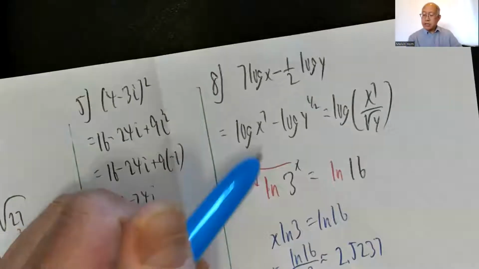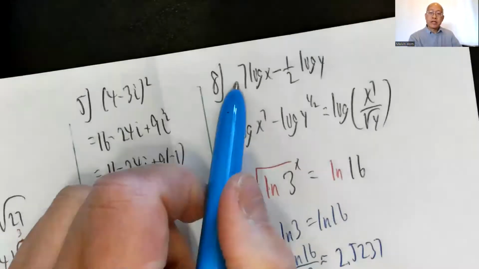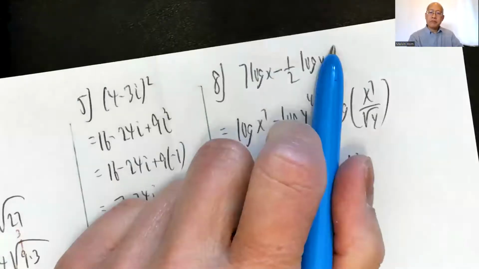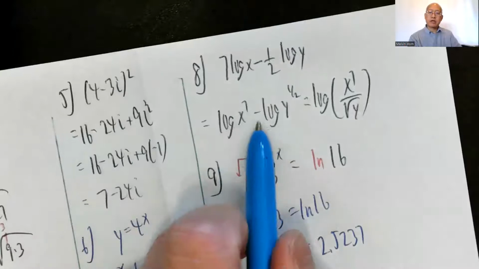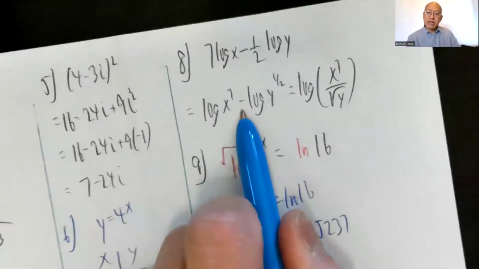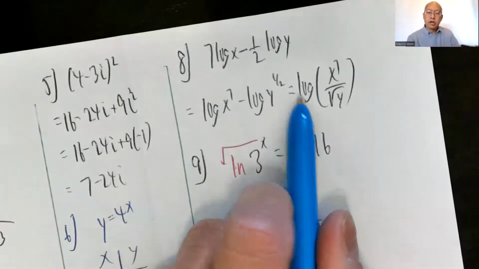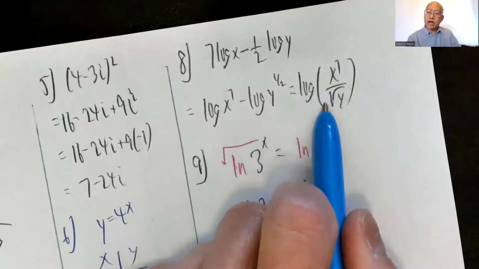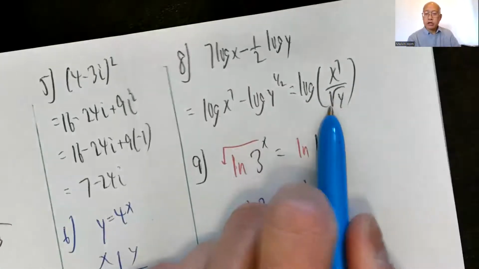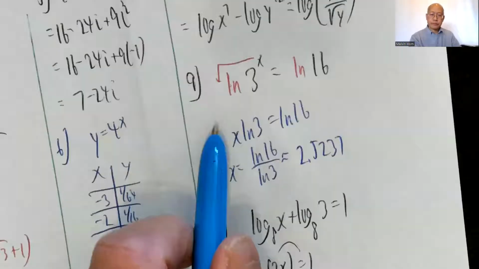Number 8, write as a single logarithm. So bring the 7 up, bring the half up. So log of x to the 7th minus log of y to the half. The minus sign here means I write the log of a quotient. So log of x to the 7th over y to the 1/2, and y to the half means square root of y. So you should change it to square root of y.